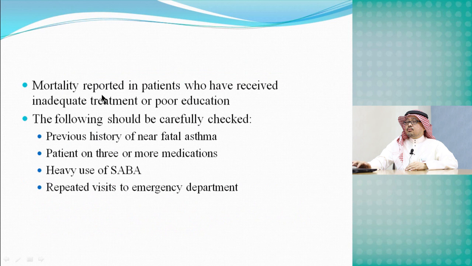Mortality is reported in the patients who have received inadequate treatment or poor education, and the following should be carefully checked: mainly the history of near-fatal asthma, patients on 3 or more medications, heavy use of short-acting beta agonist, and repeated visits to the emergency department.